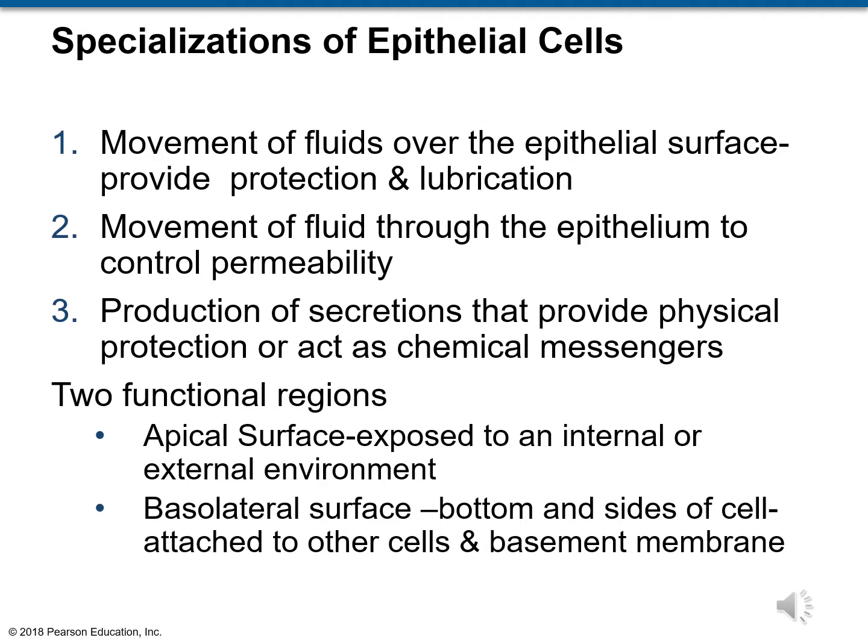Again, there are specializations of the epithelial cells. They can move fluids over the epithelial surface. They would do this to provide protection and lubrication, and they'll do this usually with their cilia to move material by it. They can move fluid through the epithelial, and this is to control permeability. Some fluid will move in, some won't, and it varies from which organ we're talking about. And it can produce secretions. And these secretions can provide physical protection or act as chemical messengers.